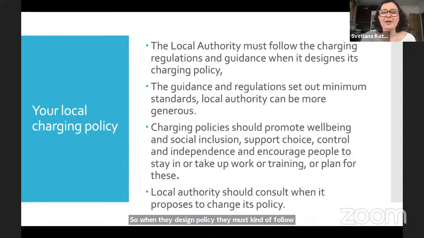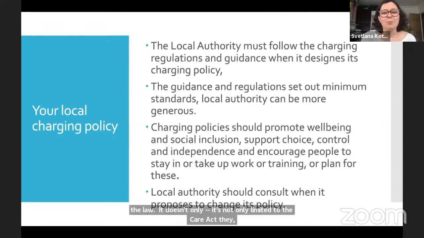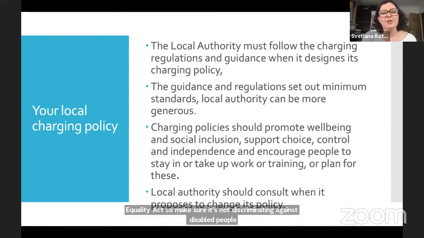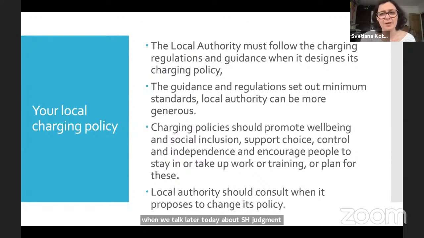They, for example, have to comply with other bits of law, like the Equality Act, so make sure it's not discriminating against disabled people, and they have to make sure they comply with the Human Rights Act. So when we talk later today about the SH judgment, we will talk about how local authorities' charging policy might not comply with the Human Rights Act, and what we can do about it.